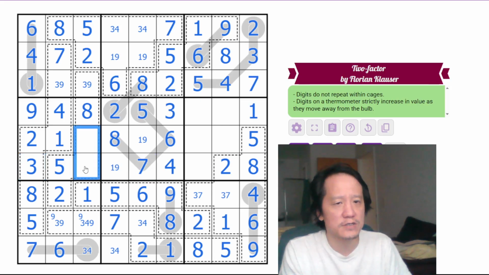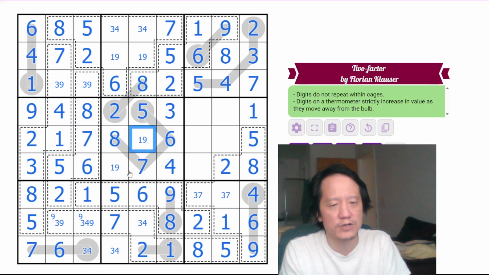This must be a 6, 7 pair. This can't be 6 because of the 6 in the row, so it's 7, 6. 1 eliminates 1 here, so it's 9, 1. 9 eliminates 9 here, so it's 1, 9.